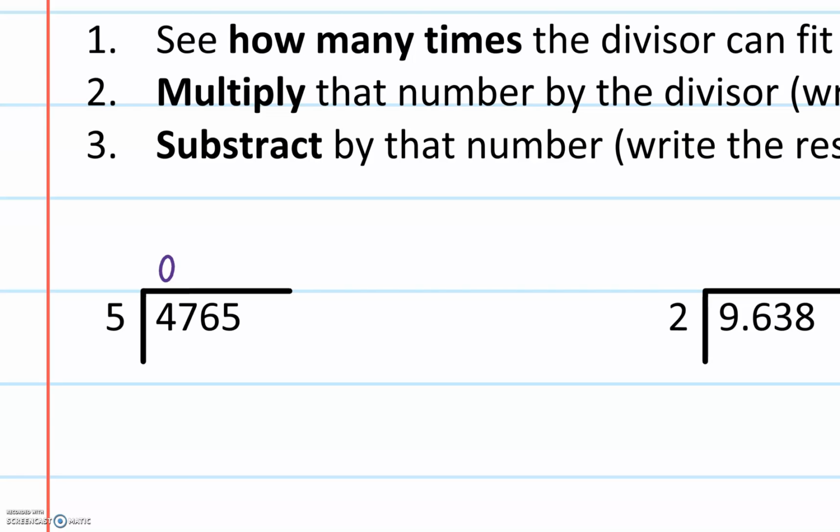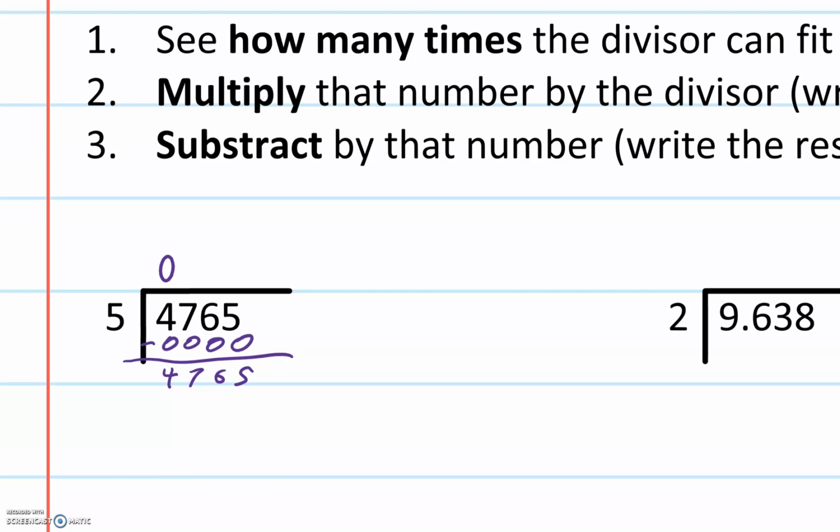All right, let's continue. Let's go by step. So how many times can it fit? Well, 0 times. Multiply that number by the divisor. So the 0 times the divisor, which is the 5, is 0. Subtract 0, and it actually stays exactly the same. So step 3 was subtracting, and it stays exactly the same. Okay, looking at the next digit, the next column, because we always repeat per column.